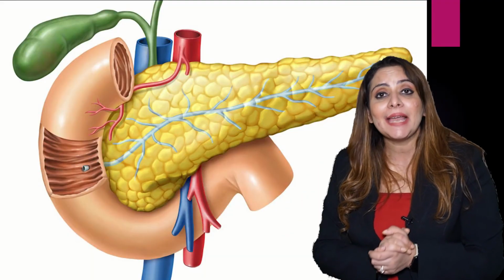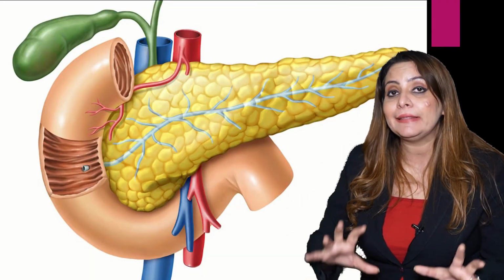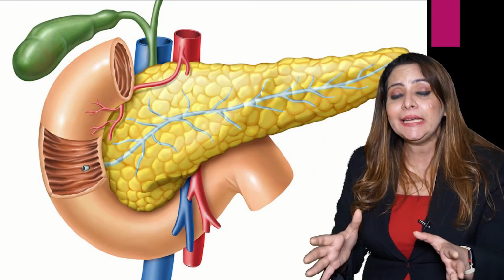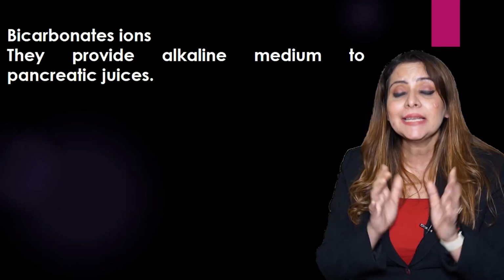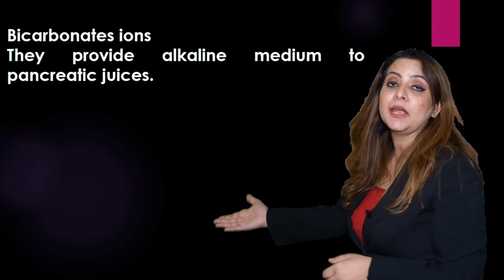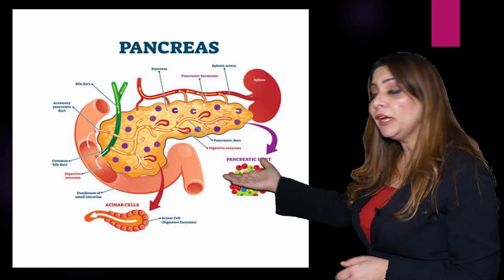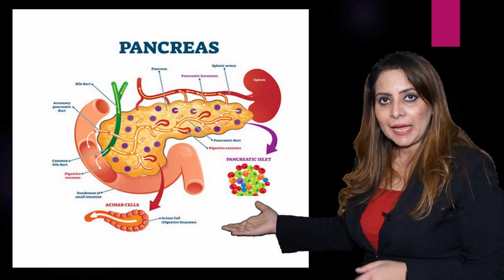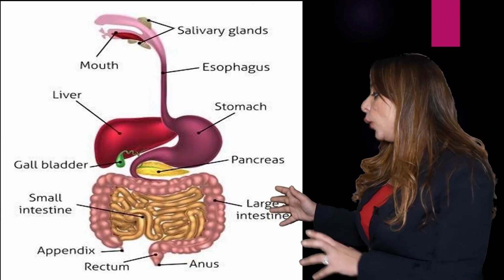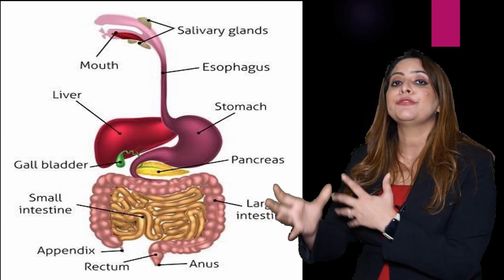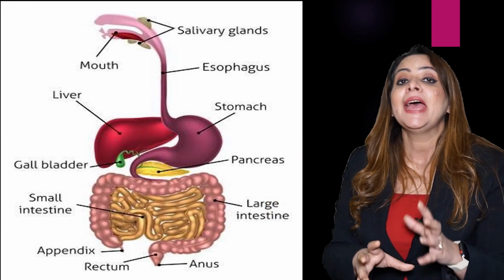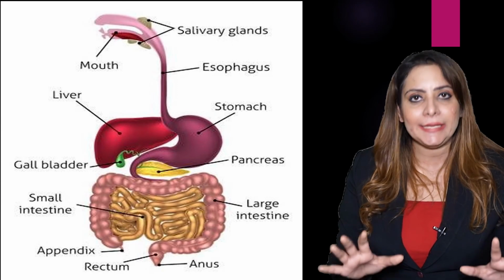But the pancreatic juices will not function in the acidic medium. They need the alkaline medium to show their function, and that is provided by the bicarbonate ions, which are coming along with the bile juice. I think you got it, what the function of bicarbonate ions is. So, the reaction continues, the food passes through the jejunum and then finally reaches the ileum.